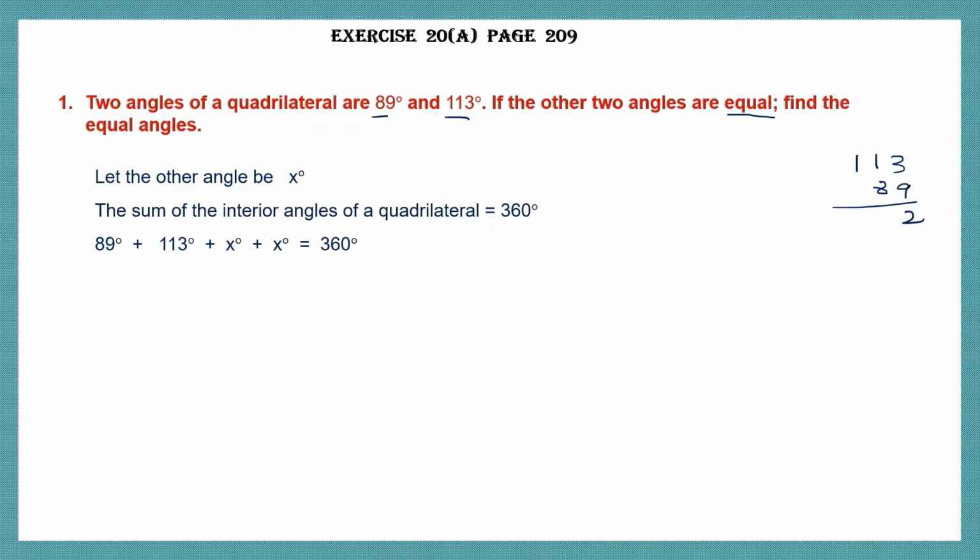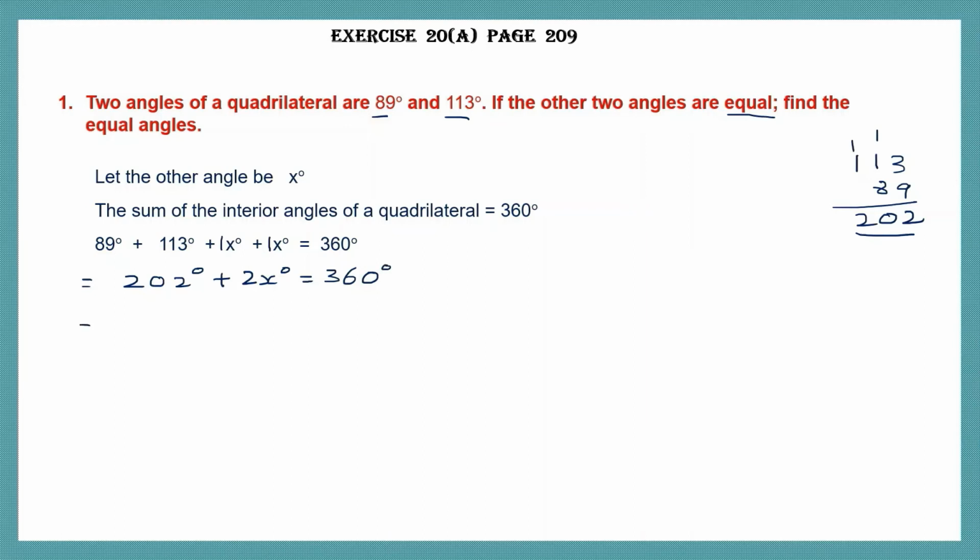9, 10, 11, 12, carry 1. 1 plus 1 is 2. 2 plus 8 is 10, carry 1. 1 plus 1 is 2. So here we've got 202 degrees plus, now this is 1x and 1x, so 1 plus 1 will be 2x degrees. This is equal to 360 degrees.